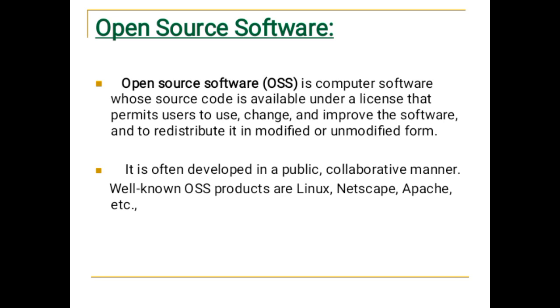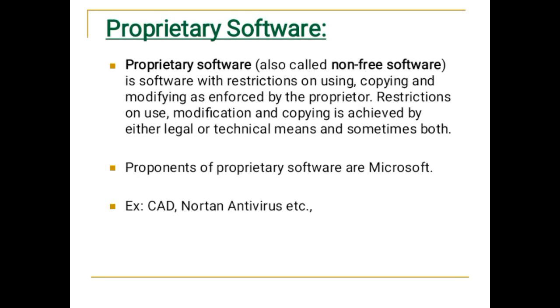We have open source software. Open source software, abbreviated as OSS, is computer software whose source code is available under a license that permits users to use, change, and improve the software, and to redistribute it in modified or unmodified form. It is often developed in a public, collaborative manner. Well-known OSS products are Linux, Netscape, Apache, etc.